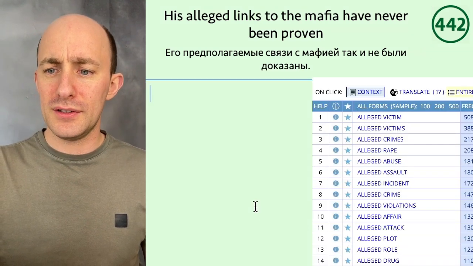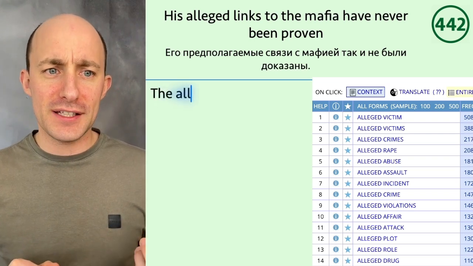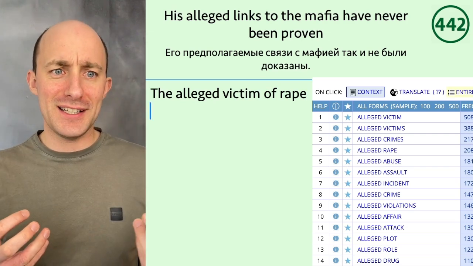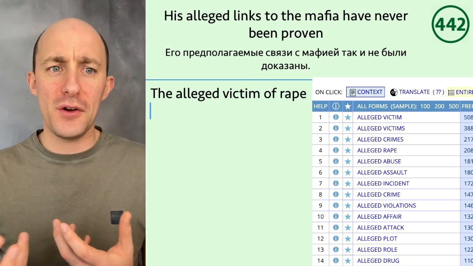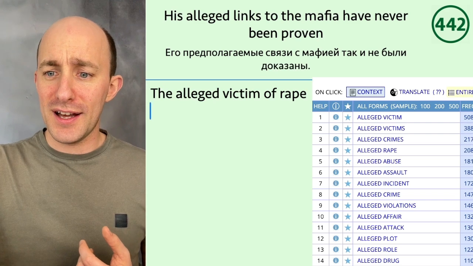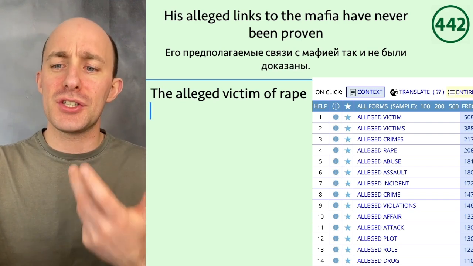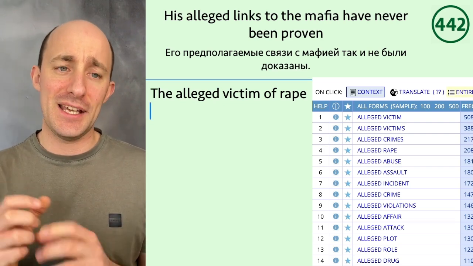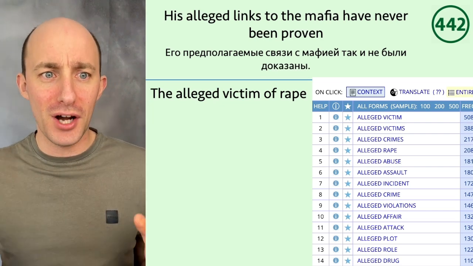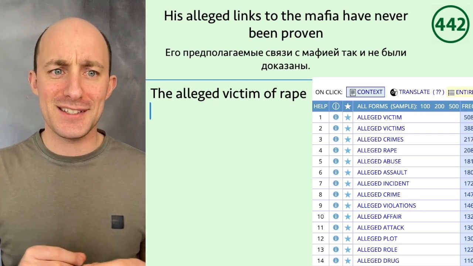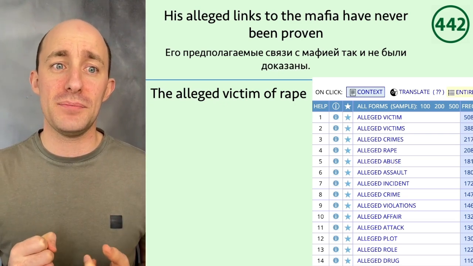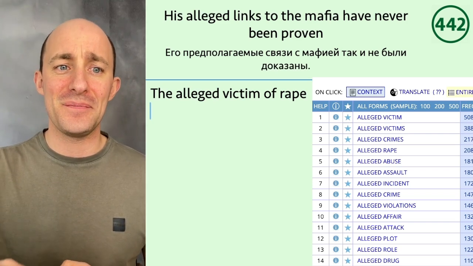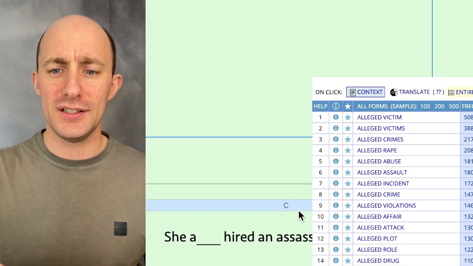For example, the alleged victim of rape. So before the trial, it's an alleged victim because we don't know if it really happened or not. You can talk about alleged abuse and alleged assault, alleged violations. Before a trial, it's important to use the word alleged every time because nothing has been proven yet. So you have to use the word alleged, otherwise people can say that they can accuse you of libel. So, alleged.